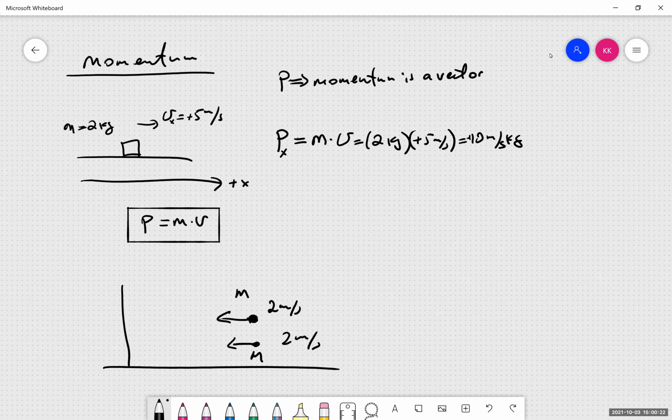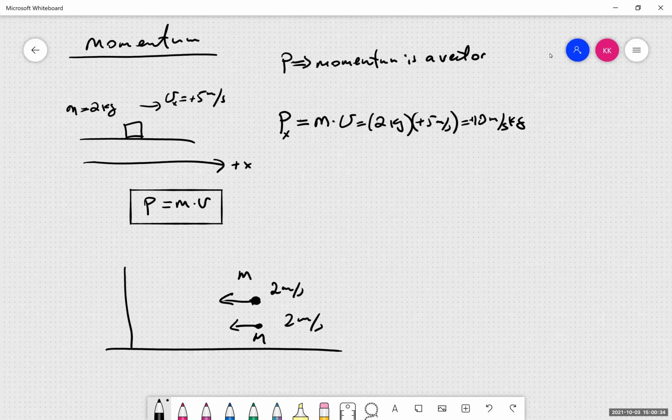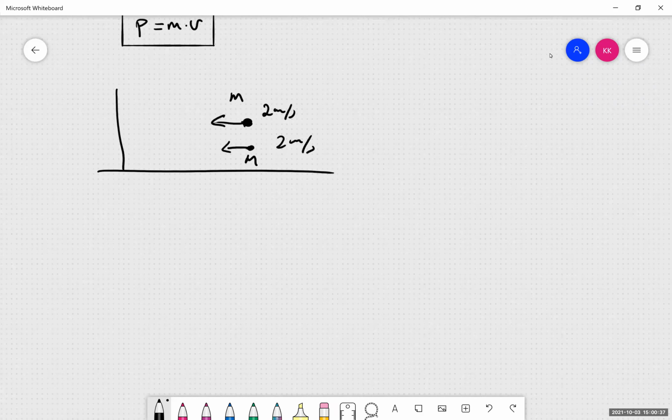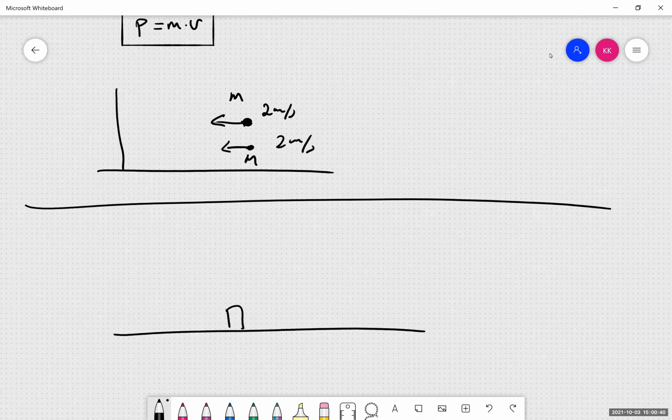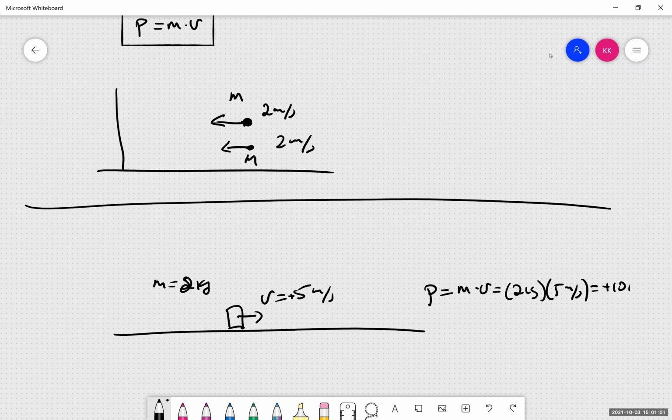That means if the object is moving to the right, momentum is positive. If the object is moving to the left, momentum is negative. We're going to constrain ourselves to just horizontal motion. So when I say positive or negative, it's just going to be to the right or to the left. So for example, if we have that box moving to the right with a velocity of 5 meters per second, which is positive, and the mass here is 2 kilograms, then momentum is mass times velocity, which is 2 kilograms times 5 meters per second. This gives us plus 10 kilogram meters per second.